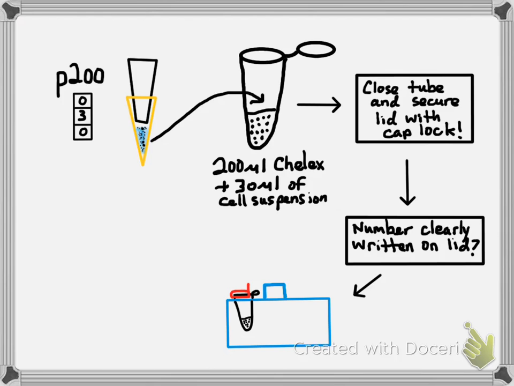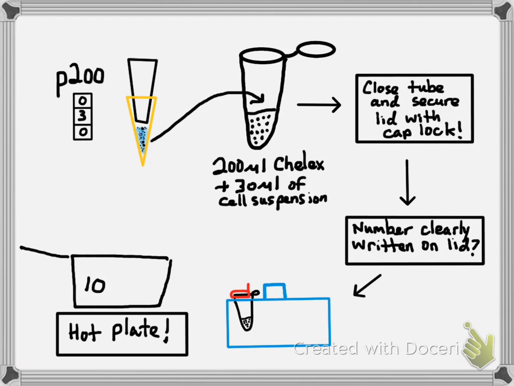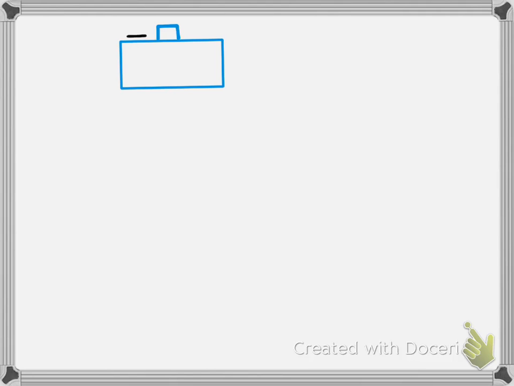We have these cool floating racks. You're going to place your numbered, locked, and vented tube into the rack. When it's full, I will place it in the water bath. The tubes will sit in the water bath for 10 minutes. Again, I'm the only one that goes near the water bath, please. It's 100 degrees Celsius, I don't want you anywhere near it. After 10 minutes is up, I'll remove the racks from the water bath.